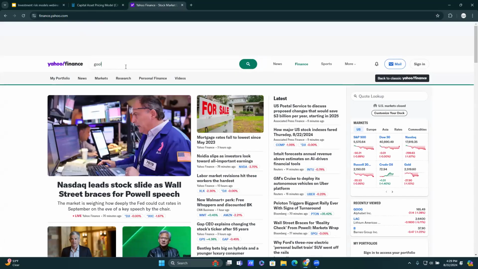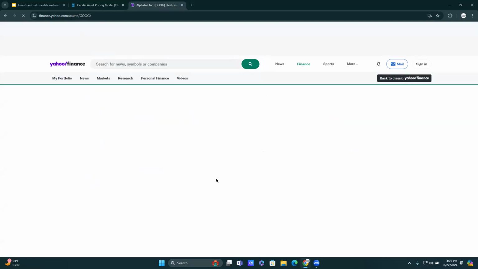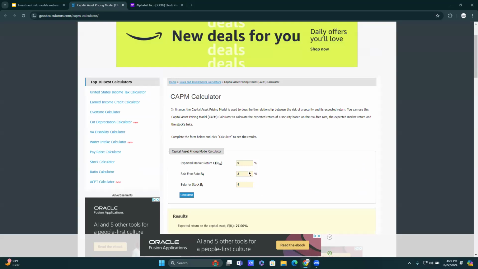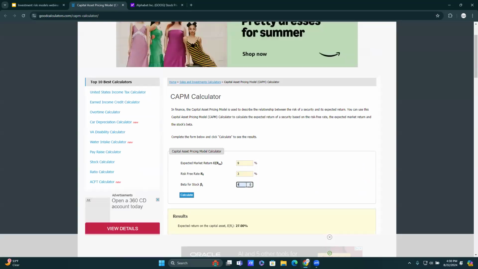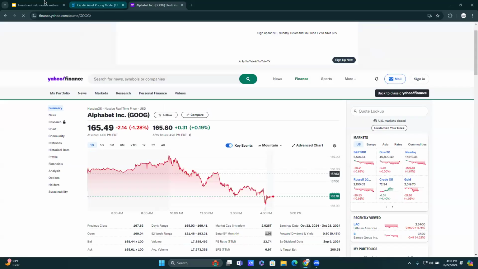Let's do a big company first. Google or Alphabet, whatever you call it now. Alphabet, we can do that. And then all we need from Yahoo Finance is that beta value. So 1.05. So we'll type that in and then we'll look for the risk-free rate.